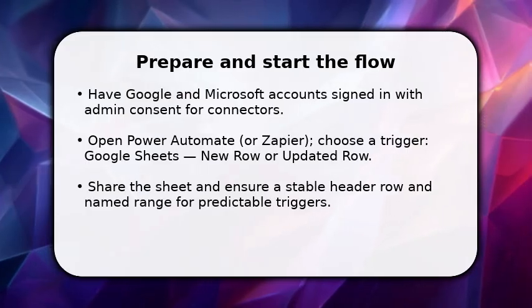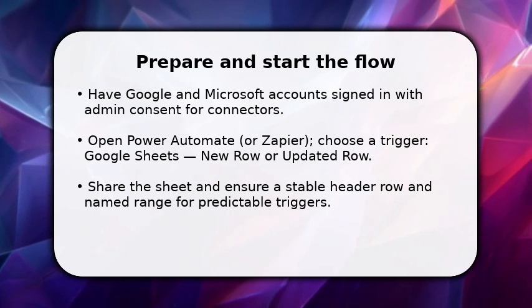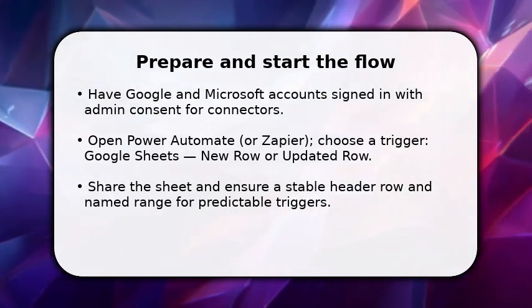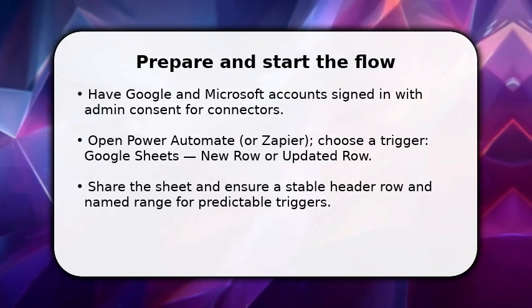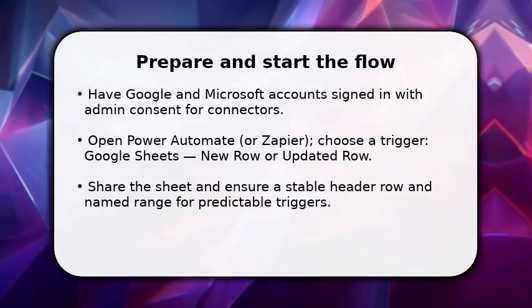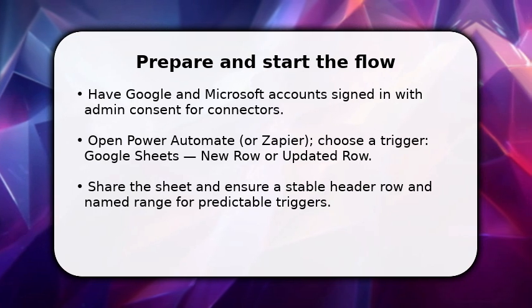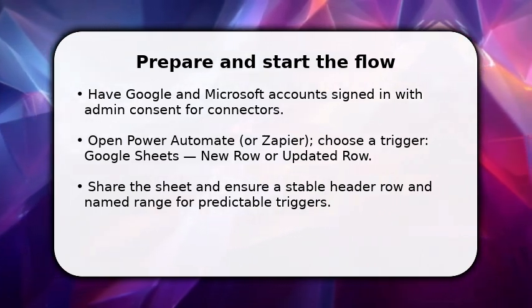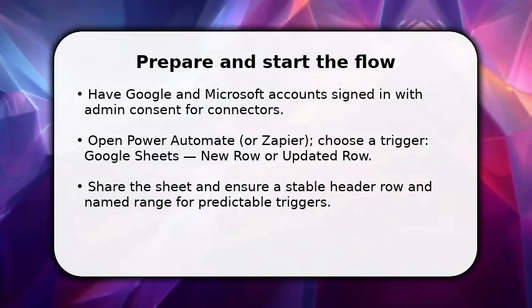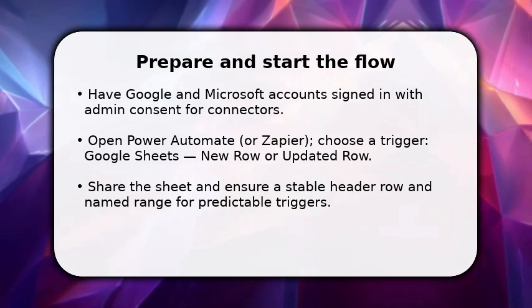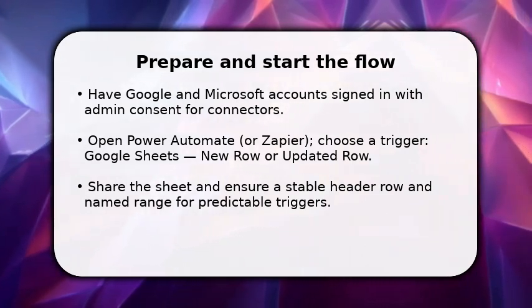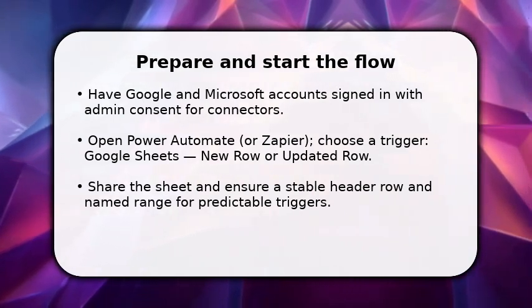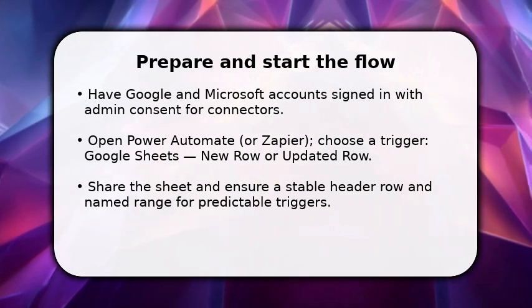You begin by verifying accounts and permissions, sign into Google and Microsoft, and share the sheet so Power Automate can access it. Once done, create a new automated flow and select the Google Sheets trigger like New Row. Make sure you point to the correct spreadsheet and worksheet and use a named range or the header row so the trigger captures the right cells. This first action starts the automation pipeline, so confirm connectivity and test a single sample row to validate the trigger firing.